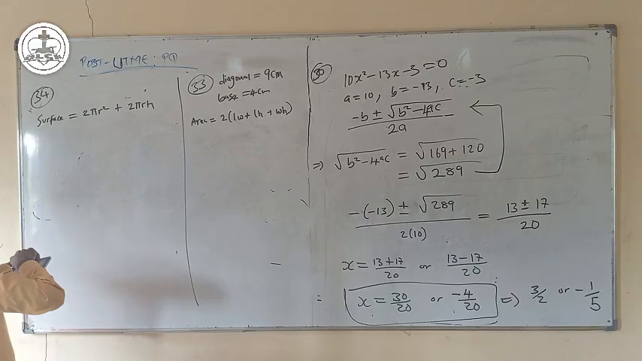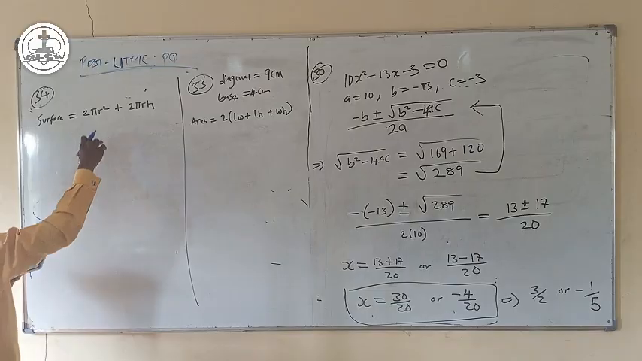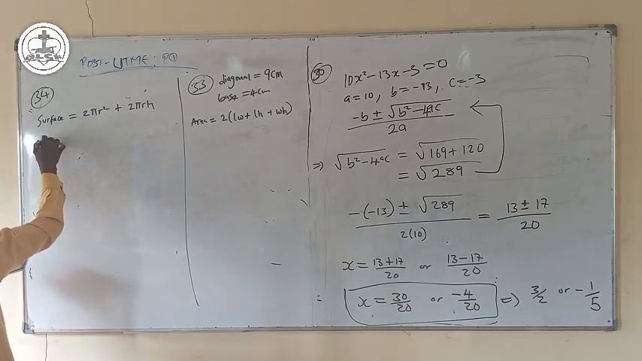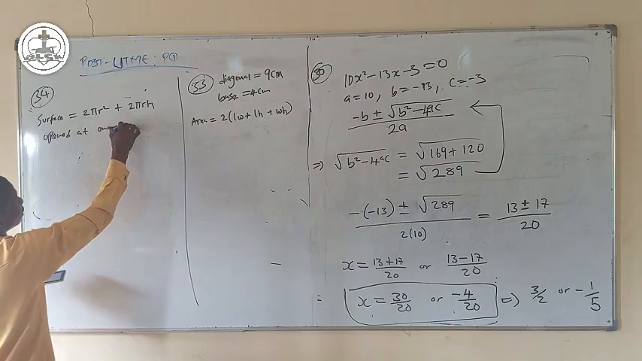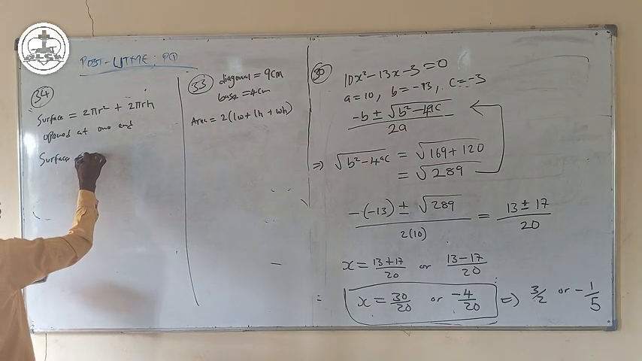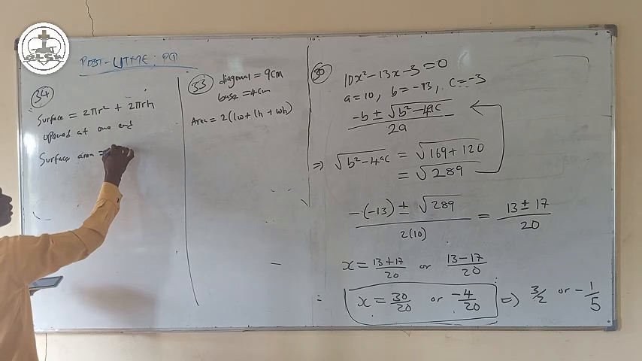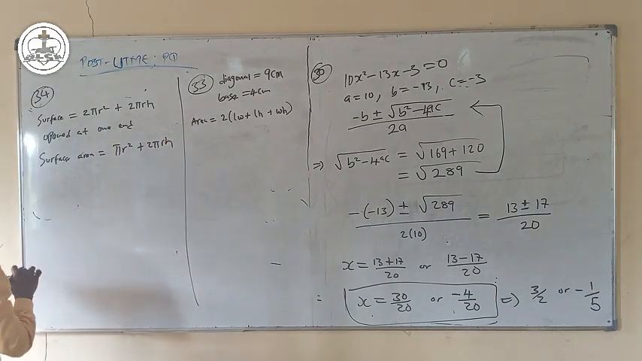So now if a cylinder of height h and radius r is open at one end, its surface area, now open at one end, would be pi r squared plus 2 pi rh.